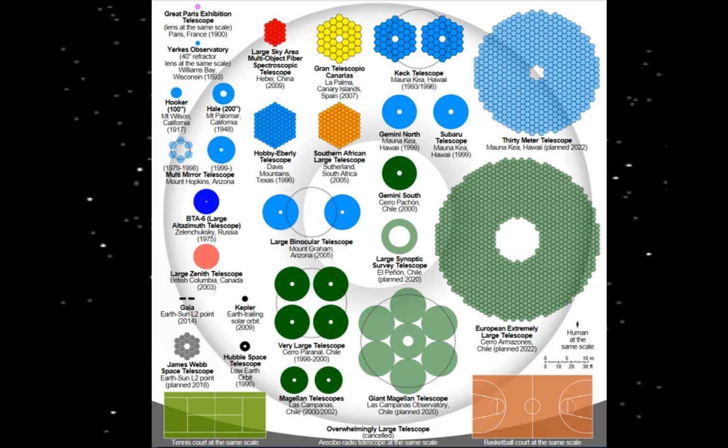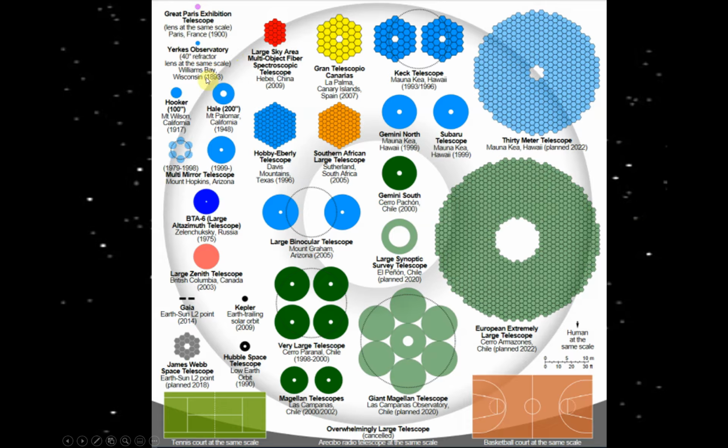Just for comparison, here's the various sizes of telescopes from about the 1800s all the way up to the modern era. At the bottom here we have a tennis court and a basketball court for scale. Over here you can see a lens which was constructed for the Great Paris Exhibition telescope in 1900, relatively small. The Yerkes Observatory, this was at one point a refractor which was one of the biggest research telescopes available. You can see 40 inches.